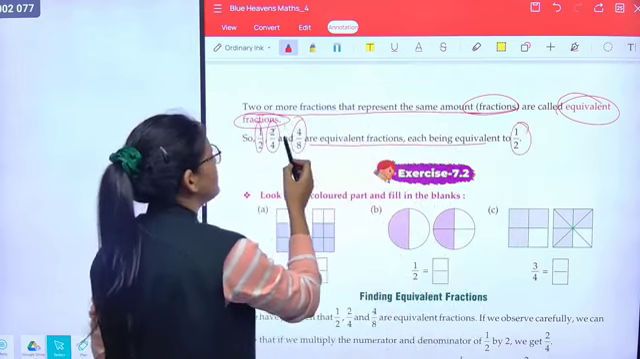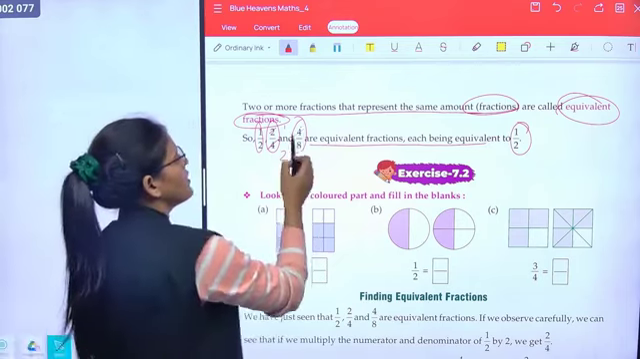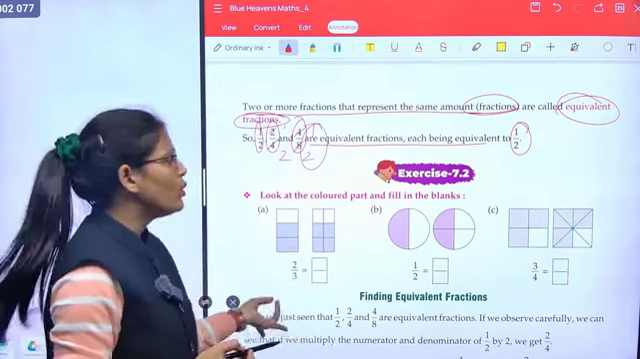See, 1 ones are 1, 1 twos are 2, 4 ones are 4, 4 twos are 8. So all are equal to 1/2.